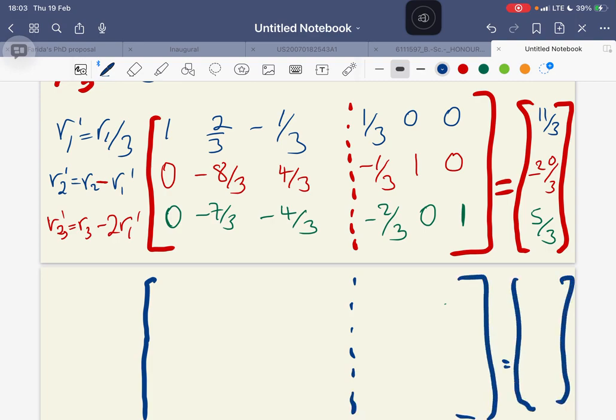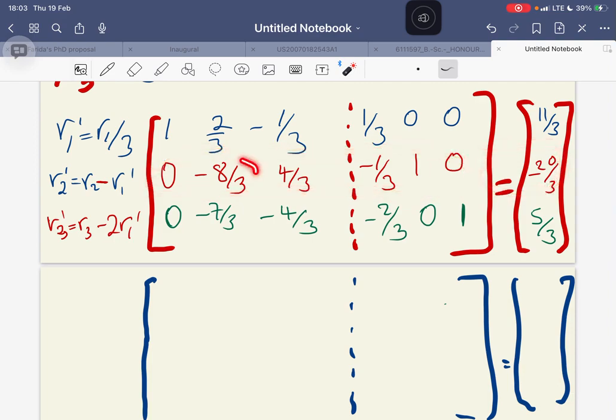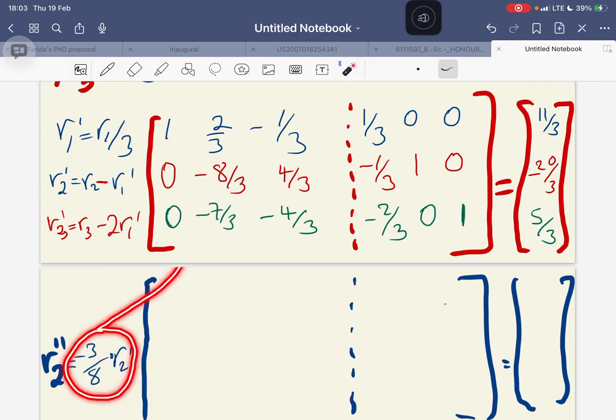So since we are going to deal with row 2, what we will do now, we target this, because that's where we want to make it 1. So what do we do to this to make it 1? Simply we can now say our row 2 double prime will be equal to minus 3 over 8 times row 2 prime. Doing that will make this entire product give us this one to become 1, right?